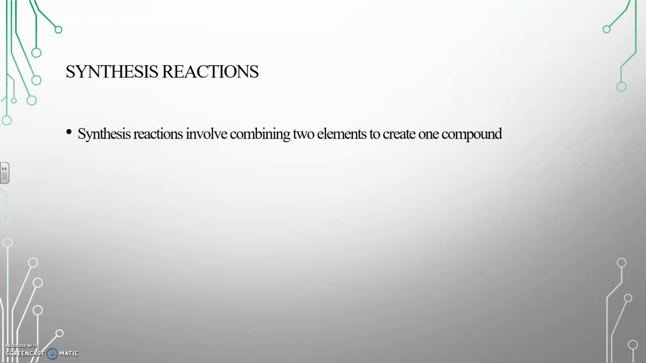So first up, we have synthesis reactions. So these reactions involve combining 2 elements to create one compound. So generally it looks like this, where you have element A and element B, and they combine to form compound AB. So an example is the formation of sodium chloride. So you have 2 sodiums and a Cl2 molecule, and they combine to form 2 sodium chloride molecules.